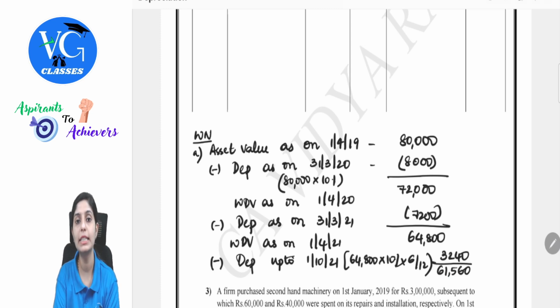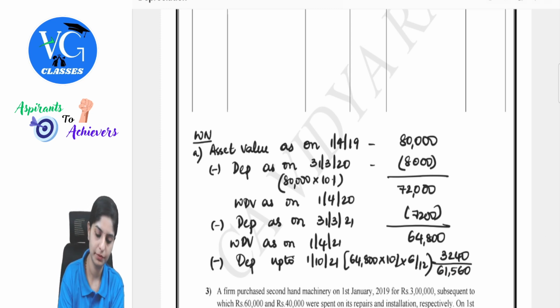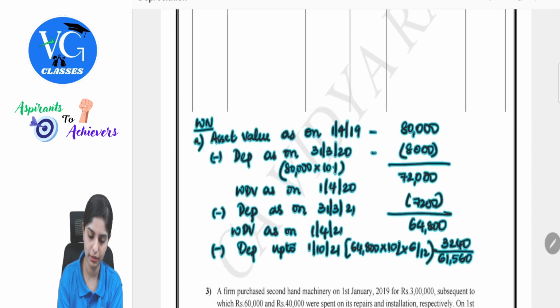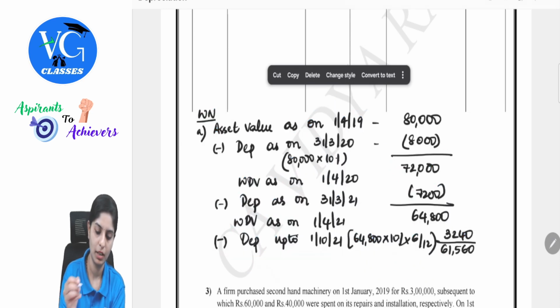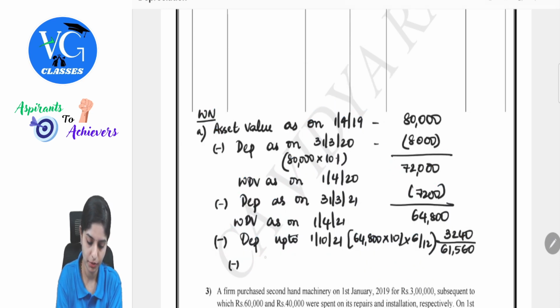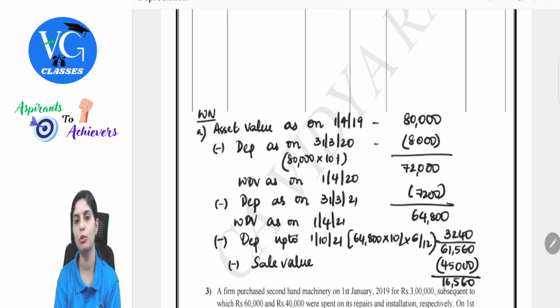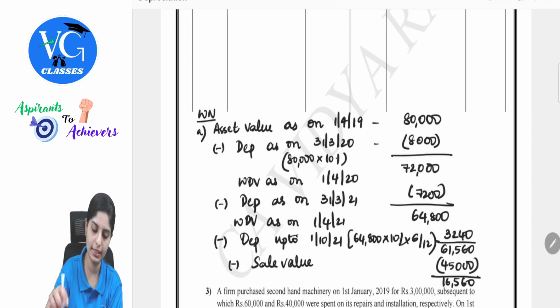Now compare this with sale value. Now sale value is 45,000. So in this case, there is a loss on sale. I hope all of you understood this till here.